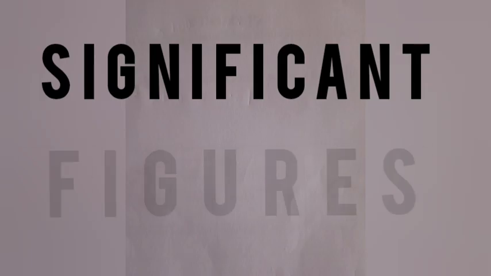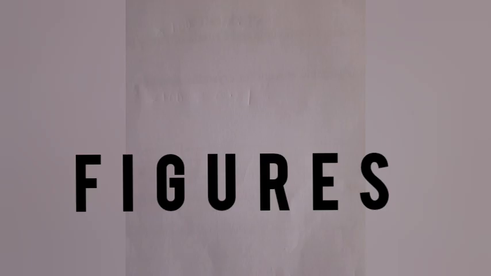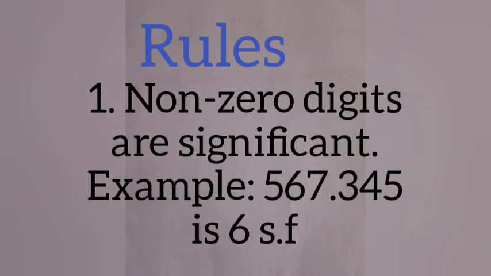We can now look into significant figures. Now, significant figures, you must be acquainted with the following rules. Rule number 1, non-zero digits are significant. Example, 567.345 is in 6 significant figures. This number has 6 significant figures because all the numbers are non-zero numbers.